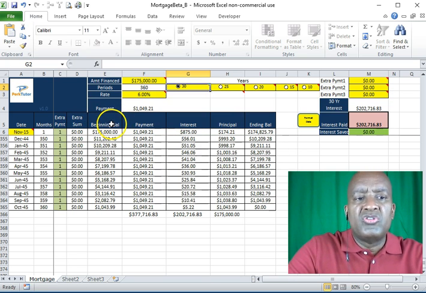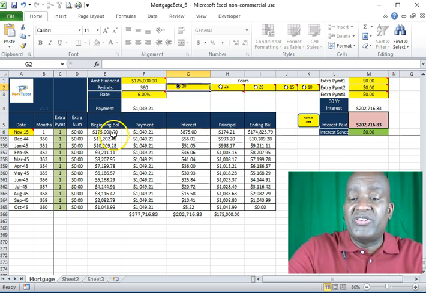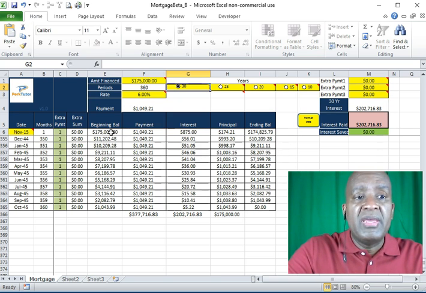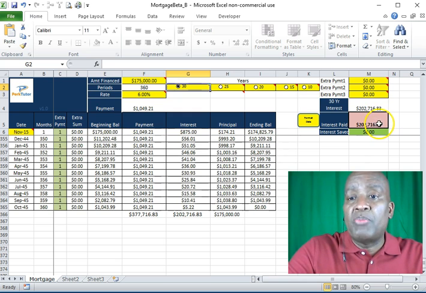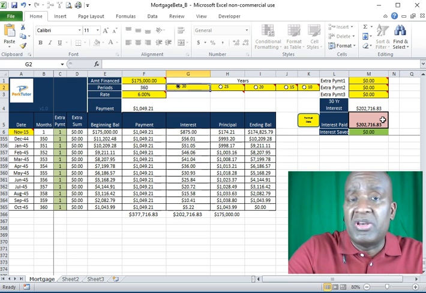Okay? So when setting up this table, we have to establish when the loan was established. Let's pretend that this loan was established 12 months ago, a year ago, in November of 2015. You add 30 years to that, that takes you to the end of the loan, which is October 2045. Again, the interest that you're paying over the life of that loan, 30 years, 360 months, is $202,000.